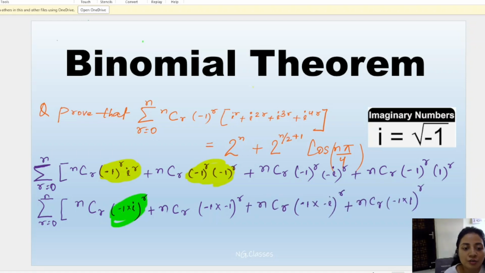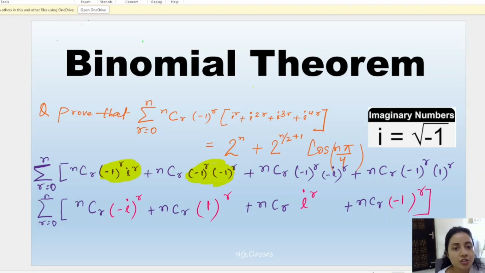Same goes for the next term. So we are having minus 1 into i, which can be directly written as minus i, right? Same goes for the next term. Here in a smaller bracket, we are having minus 1 into minus 1, which can be directly written as just 1 to the power r, right? Same goes for the next term. We are having minus 1 into minus i, which can be written as just i to the power r. And same for the last term, which is minus 1 into 1, can be written as (-1) to the power r. Let's write it.